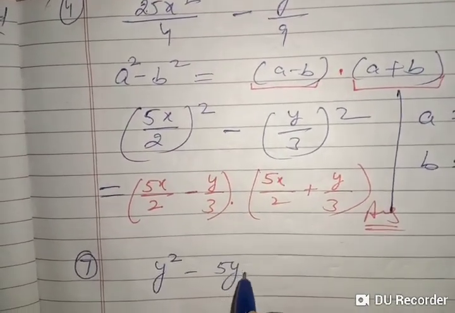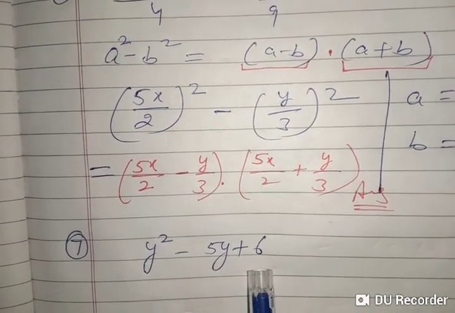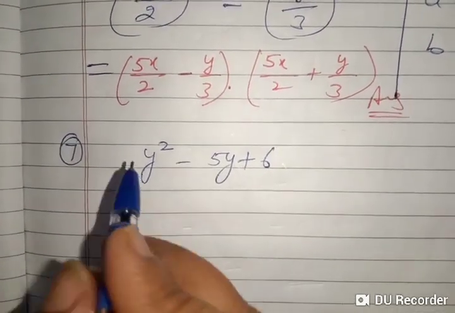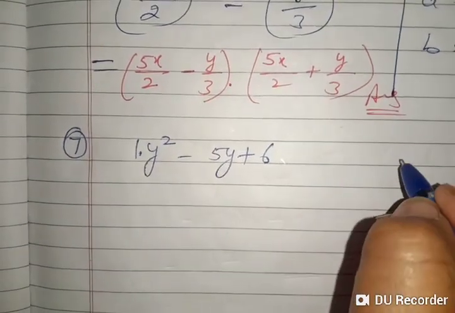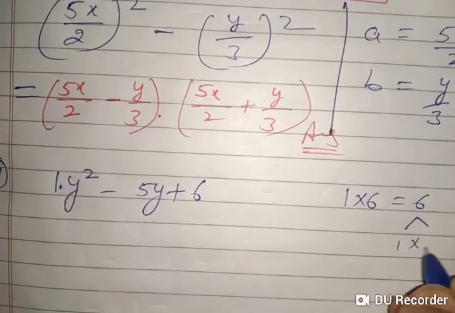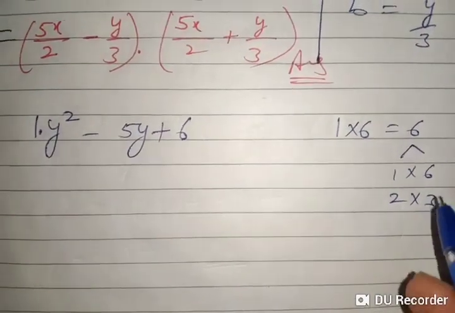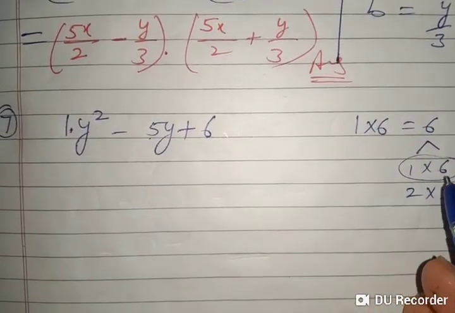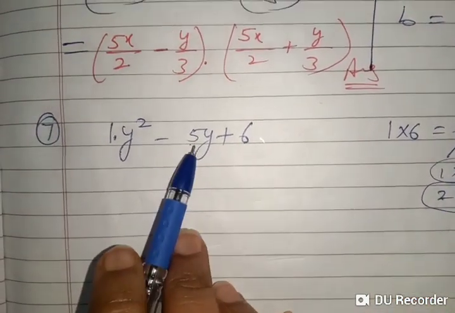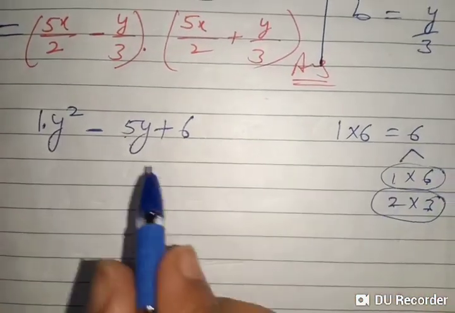One more part, which is the last one, the 7th part that I have written for you: y square minus 5y plus 6. Again see all the things. This cannot be written as a square of any number, so we will use splitting here. For splitting, its coefficient is 1 and the constant is 6. So we need a product of 6, and the factors of 6 are 1 multiplied by 6 and 2 multiplied by 3. Both give us 5: 6 minus 1 is 5, and 2 plus 3 also gives 5. But we need minus 5 and plus 6. So which is the best combination?